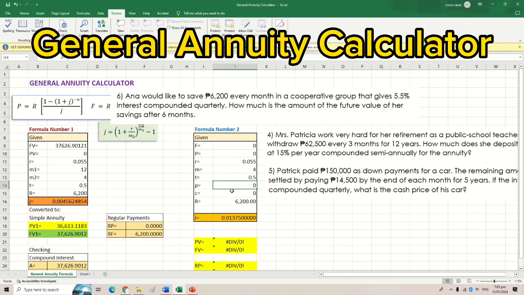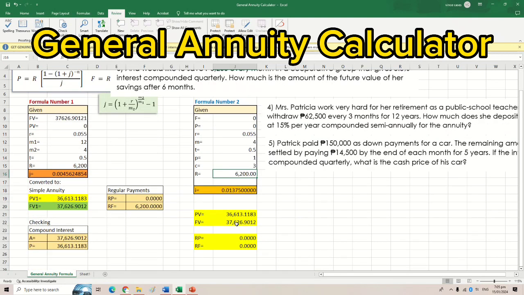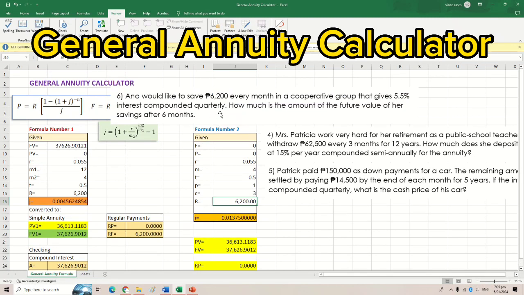6 months is 0.5 a year. And then the P here is the number of months for the payment interval. So the payment interval is every month. So that is 1. And then the C is the number of months for the compounding period, which is quarterly. That is 3 months. Quarterly is 3 months. Okay, and press enter. And we have here our future value, which is exactly the same as the first formula. So hence this calculator is consistent.